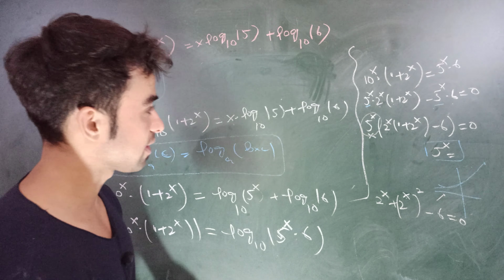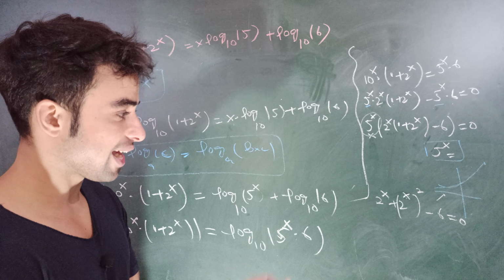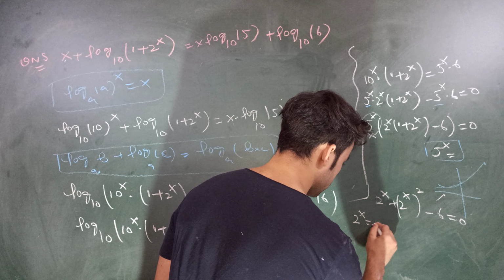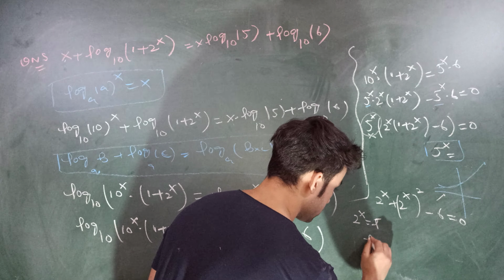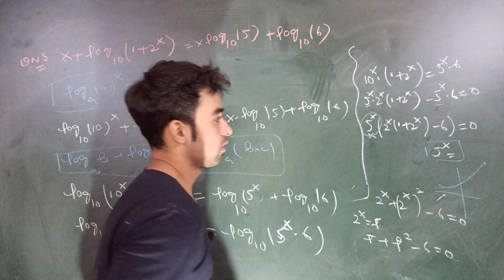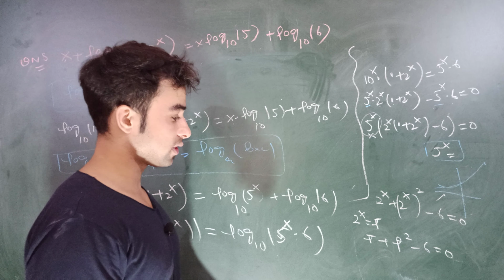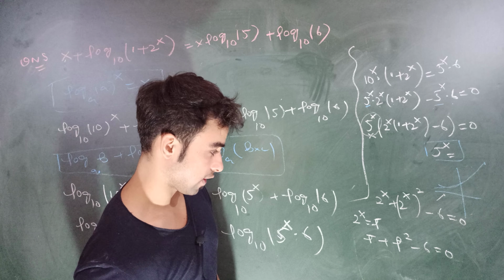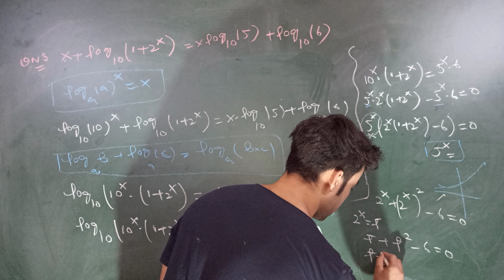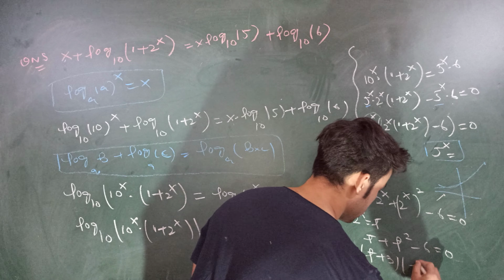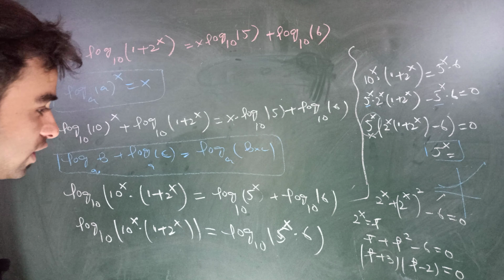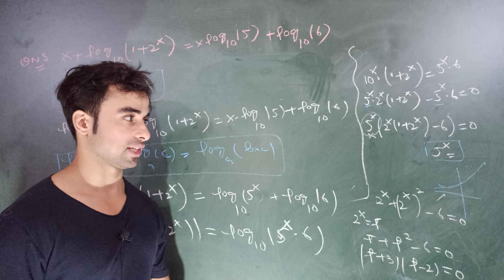So the next thing that I can do here, I'm going to let 2 to the power of x be t for a second. So 2 to the power of x is equal to t, and letting t here, it becomes t plus t squared minus 6 is equal to 0. Now I can get the factors here. The factors should be t plus 3 and t minus 2 equal to 0. That means I got two values of t here: minus 3 and plus 2.